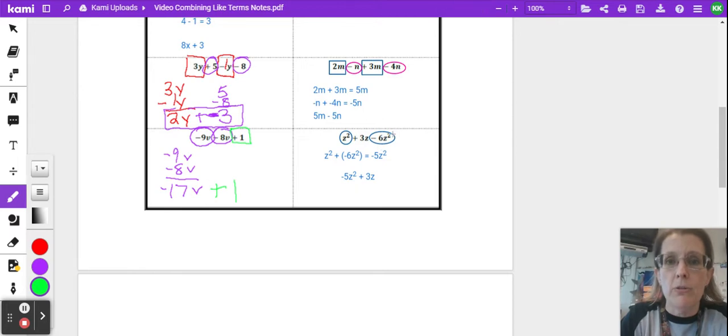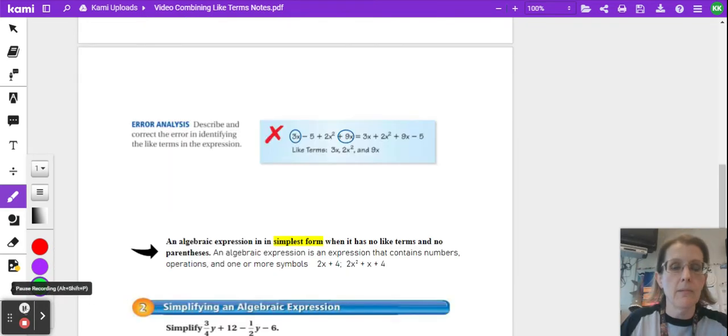And then this one's already done for you. It's reminding you about the exponents again. So z squared and negative 6z squared are like terms because they're both z squared. So this is 1z squared and negative 6z squared. So they cancel out. We get negative 5z squared. And then 3z doesn't have any like terms because there's no other z's with no coefficient. So we get negative 5z squared plus 3z.